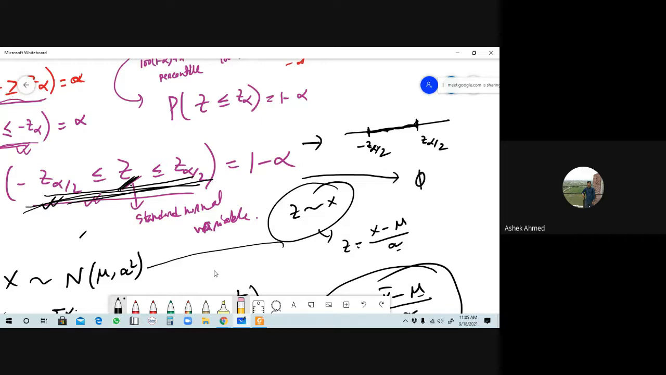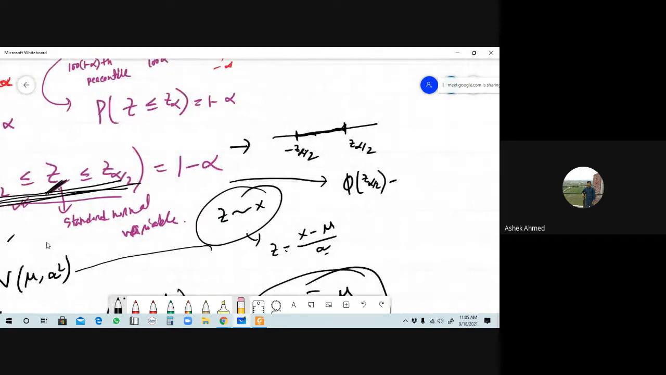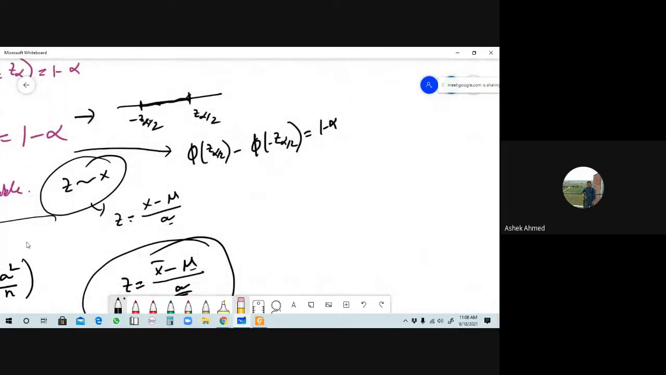This is phi of the upper value, where the upper value is z suffix alpha by 2, minus phi of the lower value, where the lower value is minus z suffix alpha by 2. The right part is 1 minus alpha. From here we can determine the value of phi of z suffix alpha by 2. How can we determine the value of z suffix alpha by 2?